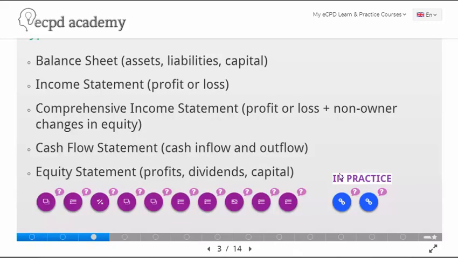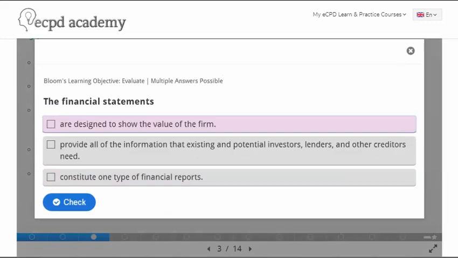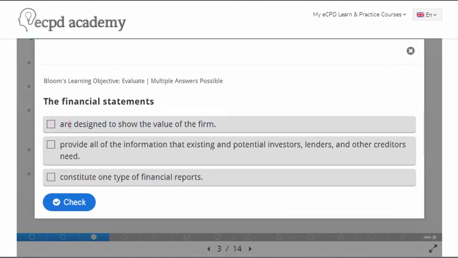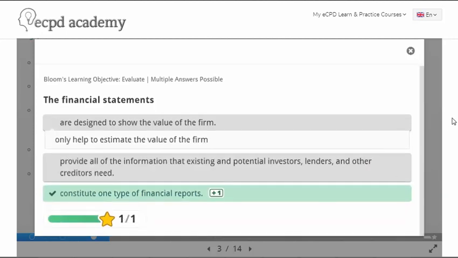Consider the question and the choices, although only the first two actually pertain to uses. The choice of showing the value of the firm sounds too definitive. Let us leave it unselected. As you know, we need to consider carefully any choice mentioning all, which seems too much in this context, as there may be other information that users need but the financial statements cannot provide or provide insufficiently. The last choice suggests that financial reports include financial statements and that there are other types of financial reports. We know this is true because we learned it earlier in part 1 of this course. Let us check the answer. The answer note emphasizes that financial statements only help to estimate the value of the firm.